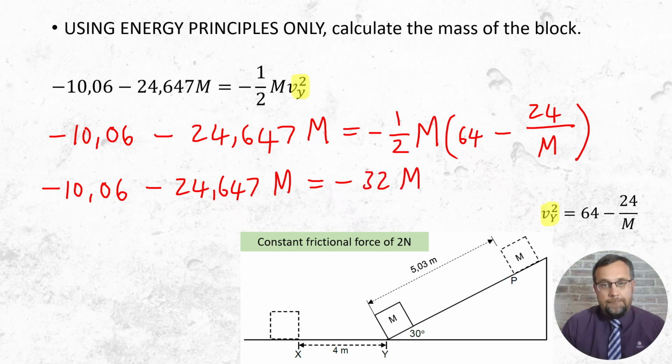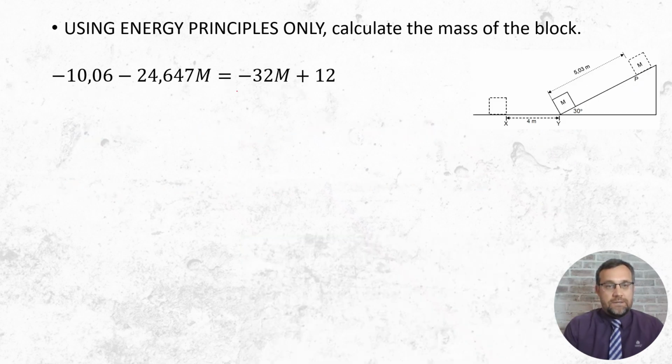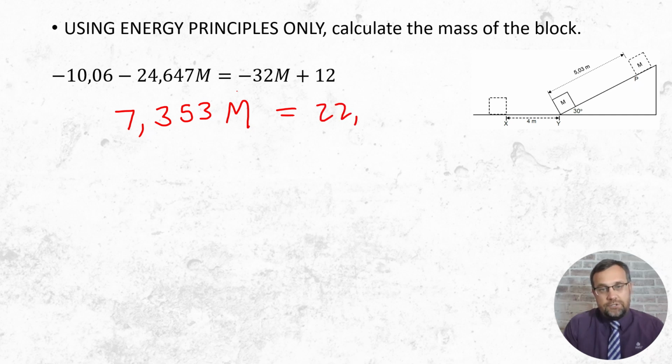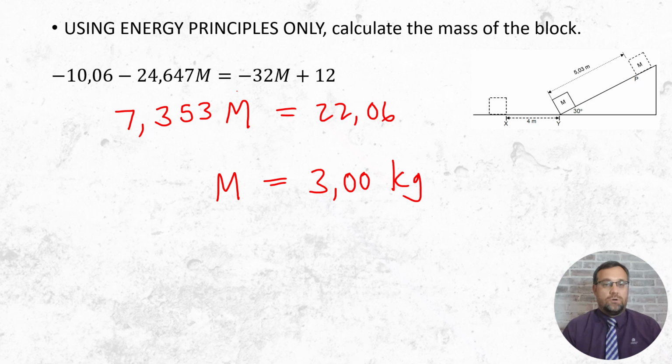32 M. M and M cancel out. Minus minus becomes a plus. A half times 24, that is then plus 12. And this simplifies to 7,353 M equal to 22,06. So the mass is equal to 3,00 kilograms, or just 3 kilograms.